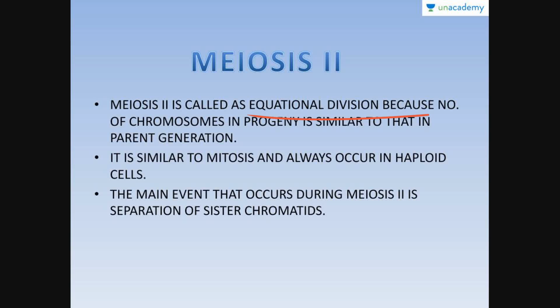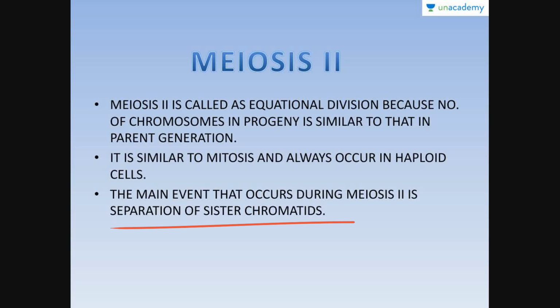So this is the very clear cut representation of meiosis 2, that is equational division, equal. Now this process is just similar to mitosis but always occurs in haploid cells. This is going to occur only in haploid cells, not in diploid cells. Now the main event that occurs is the separation of sister chromatids. In case of meiosis 1, separation of homologous chromosomes occurred. Here separation of sister chromatids is going to occur.